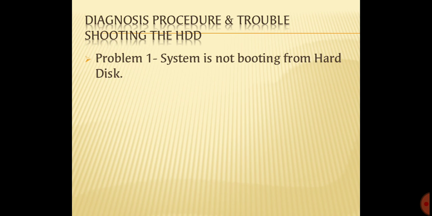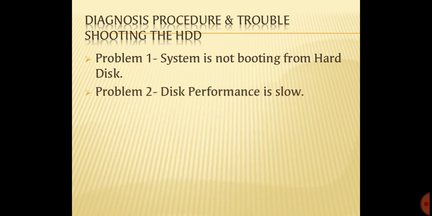The second problem: the disk performance is slow. Buffers set too low in config.sys, and run the scan disk program to arrange the data on the hard disk in an orderly manner. Interleave may be incorrect. So these are the problems for low disk performance.